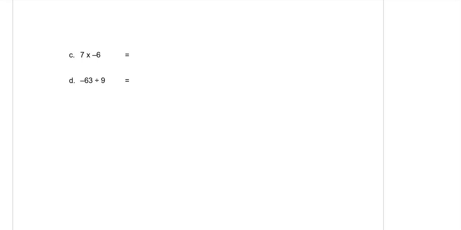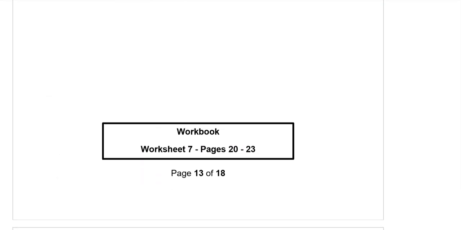Question C. Positive 7 and a negative 6. A positive and a negative makes a negative, and 7 times 6 is 42. And negative 63 divided by a positive 9. One's a plus, one's a minus, so it'll be a negative answer. 63 divided by 9 is 7. Do you all know your 9 times tables? Good. No, yes, no? All right.